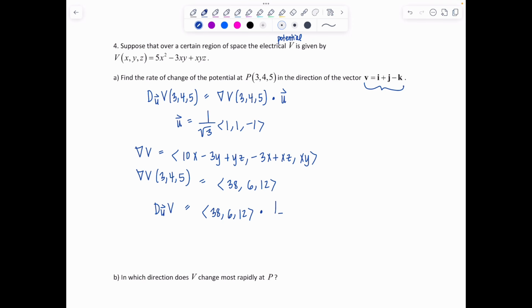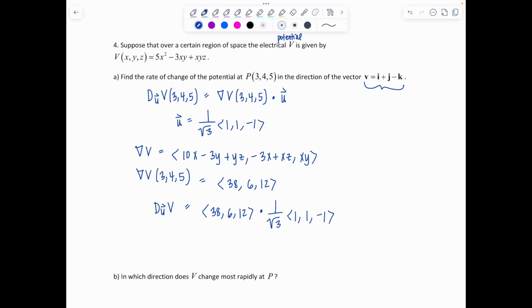Dot that with 1 over root 3 times (1, 1, -1). Don't distribute the 1 over root 3. Leave it outside. This is 38 plus 6 minus 12, and you get 32 over root 3. I don't need them to rationalize denominators. Nobody cares.